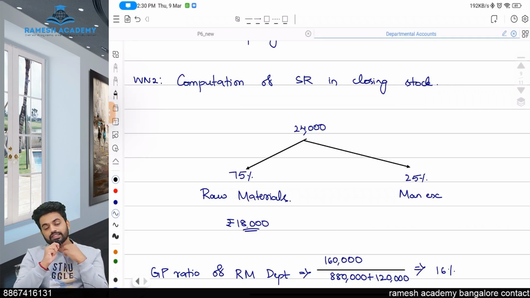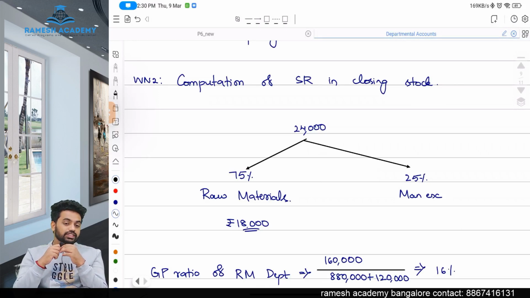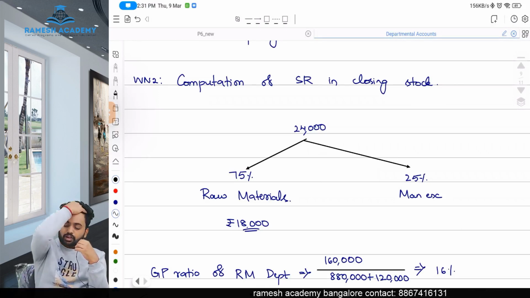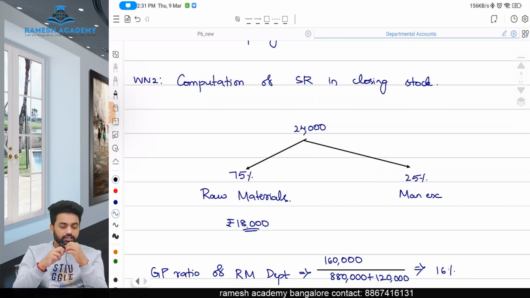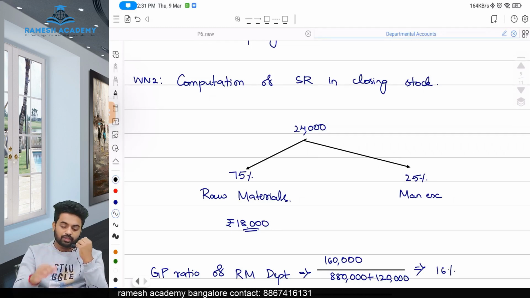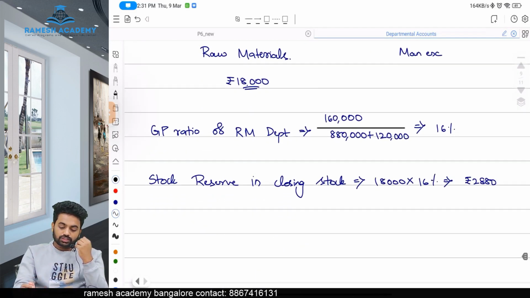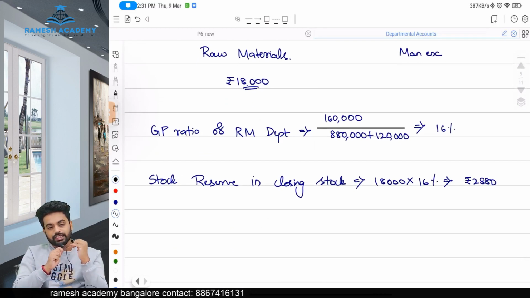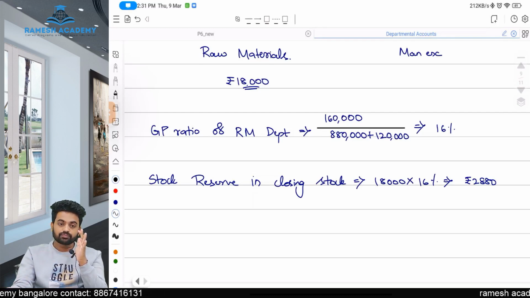So normal sale was 880, departmental transfer was 120, and gross profit was 160 in the raw material department. So the raw material department this year made a gross profit percentage of 16%. We have to eliminate that 16% from the 18,000 to arrive at a cost of the raw material. So how much was the stock reserve? Stock reserve was 2,880, that we debited, and the balance we transferred to the capital as it is the whole organization's profit. Hope now it's clear.